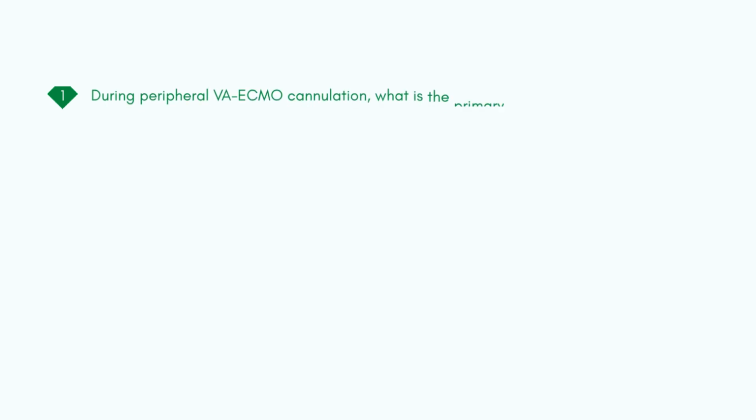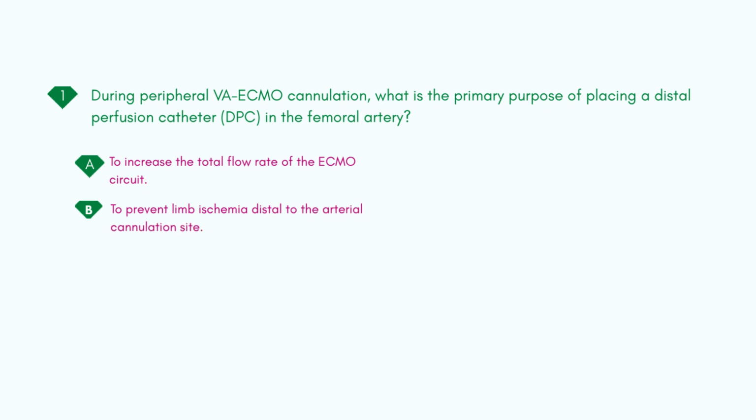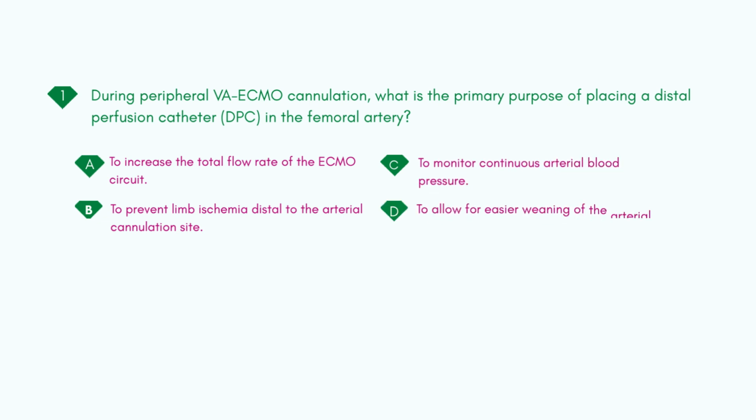During peripheral VA ECMO cannulation, what is the primary purpose of placing a distal perfusion catheter, DPC, in the femoral artery? A. To increase the total flow rate of the ECMO circuit. B. To prevent limb ischemia distal to the arterial cannulation site. C. To monitor continuous arterial blood pressure. D. To allow for easier weaning of the arterial cannula.